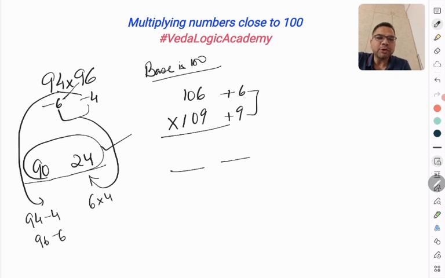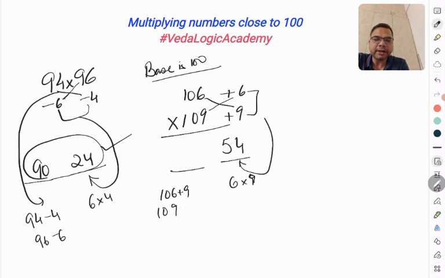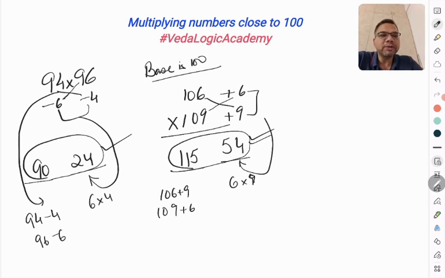For the right part, we are going to multiply 6 and 9, which becomes 54. For the left part, we are either going to use 106 plus 9 or 109 plus 6, which will result in the same value, 115. So the answer is 11554. This same logic can be used when we have numbers on both sides of 100. Let's take an example of multiplying 94 with 105.